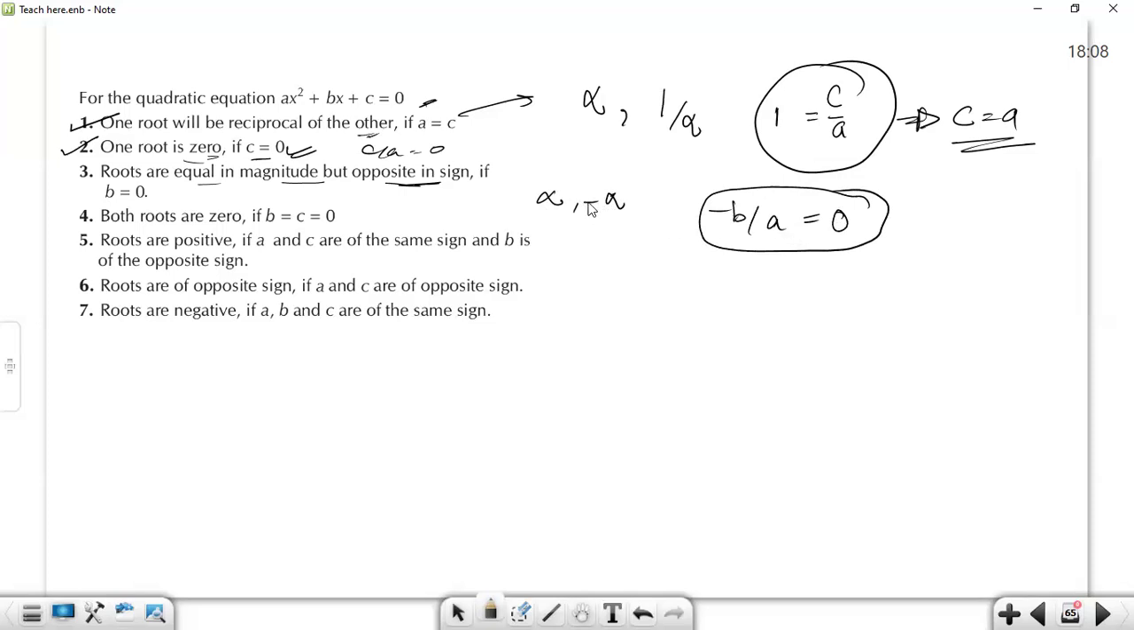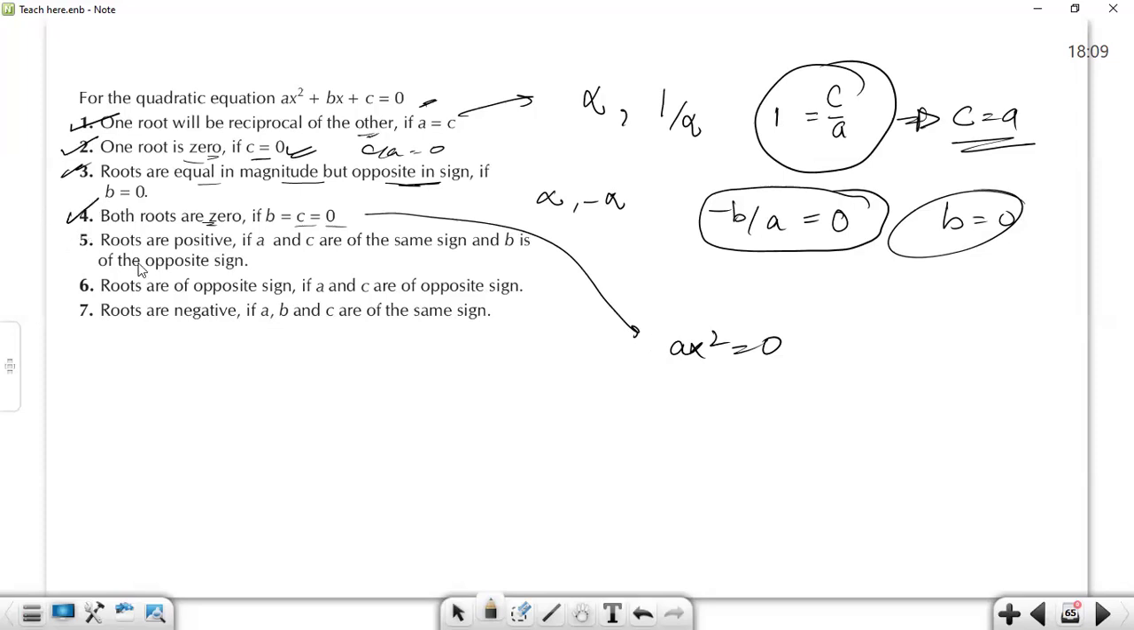Alpha minus alpha will be 0. In this case, a cannot be 0 because it is in the denominator. B is going to become 0 for sure. If both roots are 0, then B and C should be 0. So the quadratic equation will look like this. Of course, x has to become 0, because a will not be 0, as it is the coefficient of the highest degree variable which defines the quadratic equation itself.